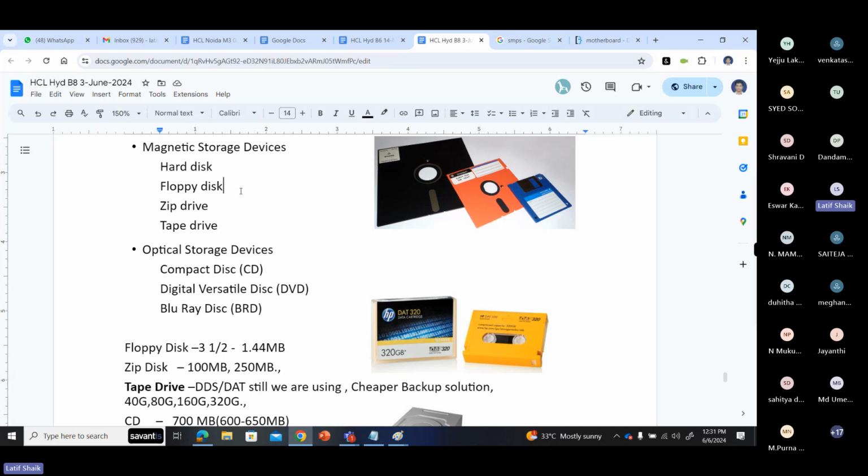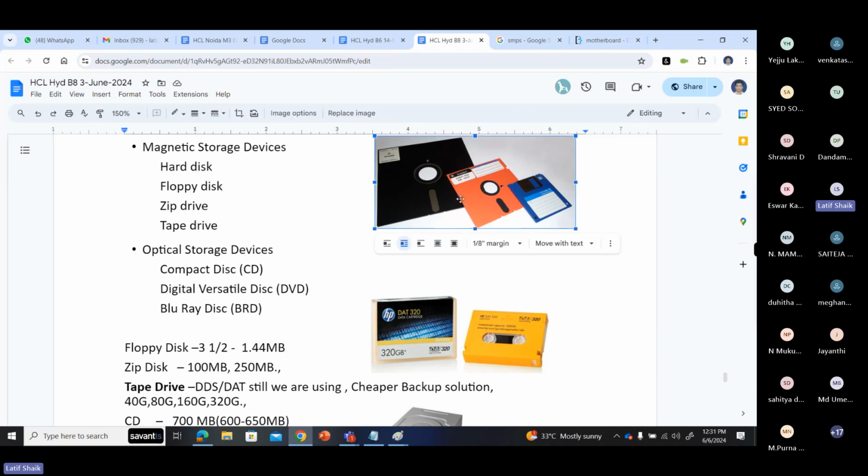Floppy disks were there earlier. It looks like this. These are the different sizes of floppy disk. The highest capacity is in the smallest floppy disk, the 3.5-inch floppy disk. In the 3.5-inch floppy disk you can store 1.44 MB of data, 1.44 MB. Nowadays you cannot even store a simple picture.